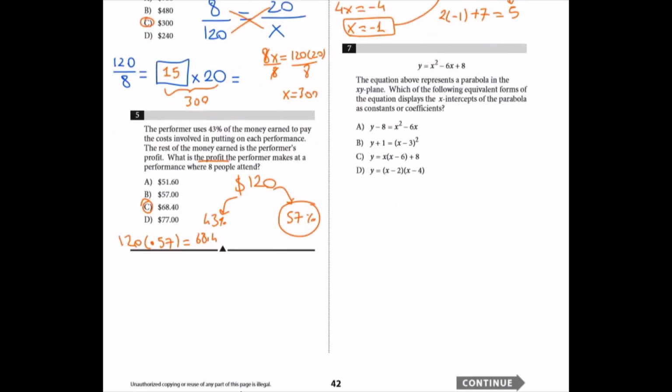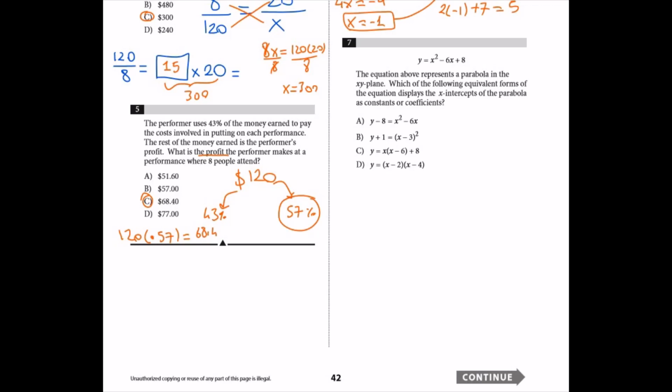Question number 7. The equation above represents a parabola in the xy plane. Which of the following equivalent forms of the equation displays the x-intercepts of the parabola as constants or coefficients? Since this is a calculator part, you can directly graph this in your graphing calculator, or you can factor that trinomial using the techniques you know.